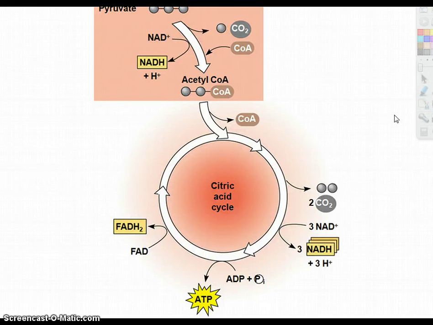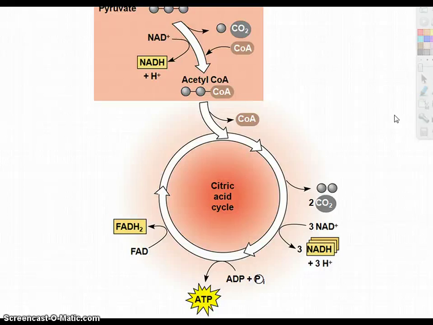Here's one where they've kind of stepped back a little bit and just shown you, here's one pyruvate. That one pyruvate becomes acetyl-CoA. Here's the CoA coming in, here's the CO2 leaving. So we went from 3-carbon pyruvate to 2-carbon acetyl, carbon dioxide left. That acetyl-CoA now goes into the citric acid cycle where it breaks and becomes 2 carbon dioxides. So now all the carbons from the pyruvate are gone.